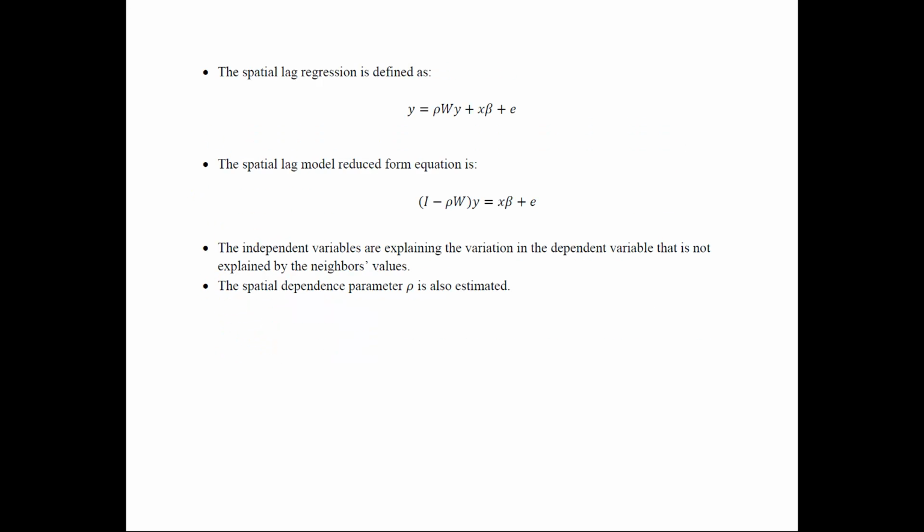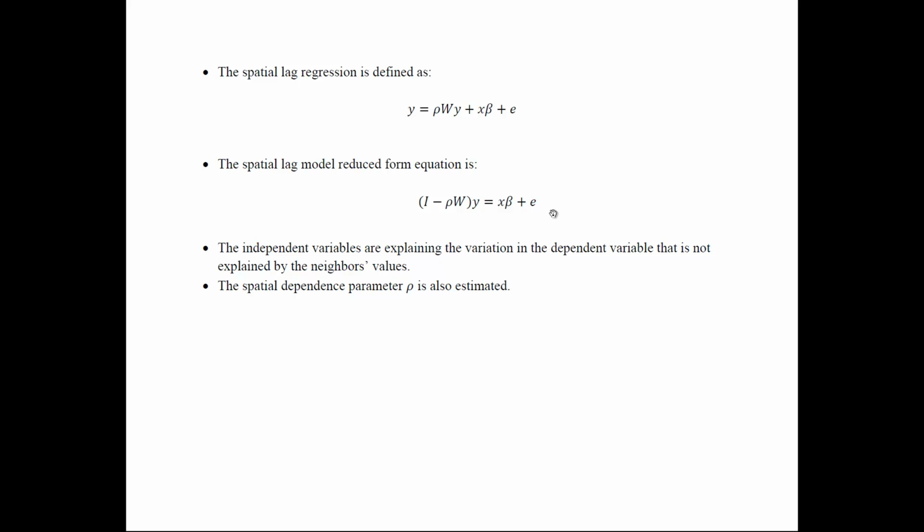And here's how the model would look like. If we have a typical OLS model, we would have y equals X beta plus e, right? So one thing that we have here in addition to that is rho times W times y. So y is the same values as here. W is a spatial weight matrix. And here rho would be the spatial dependence parameter, which we will also estimate. So if we put this term on this side of the equation, this will be the reduced form equation. We would have (I minus rho W) times y equals X beta plus e, where I is the identity matrix.